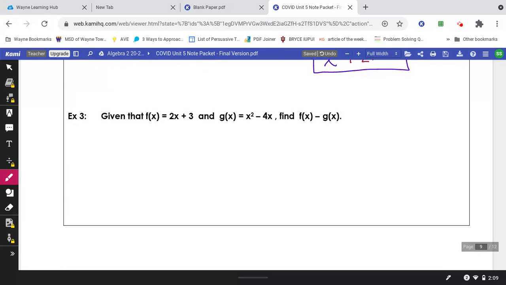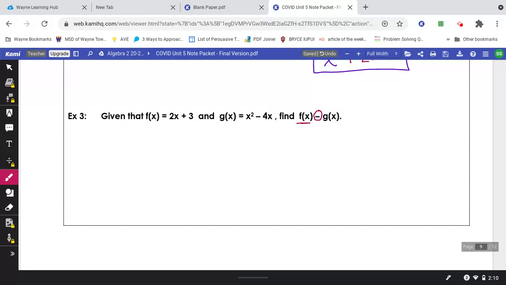Example number 3. This time they kind of wrote it out a little bit differently, but it's asking us to do the same thing. We have, again, two new functions. F of x equals 2x plus 3. G of x equals x squared minus 4x. And notice they are asking us to subtract them. That little minus sign right there.